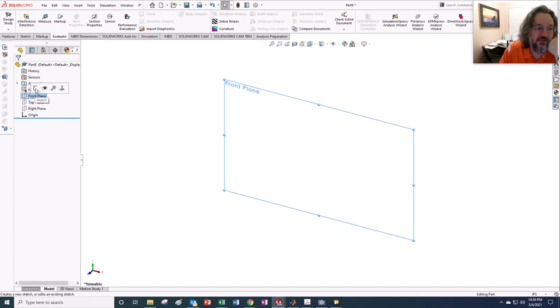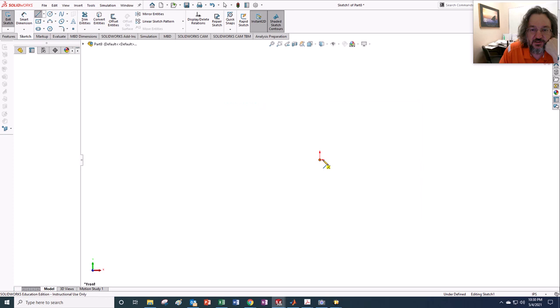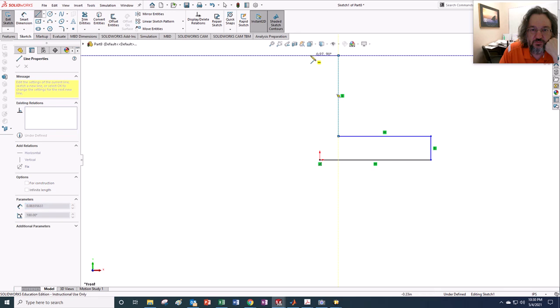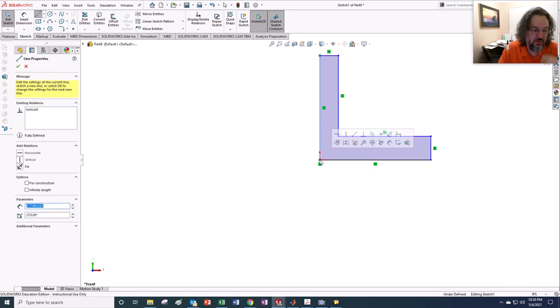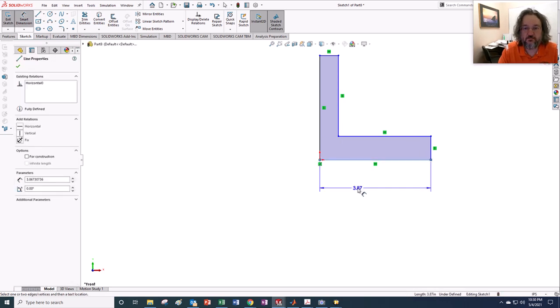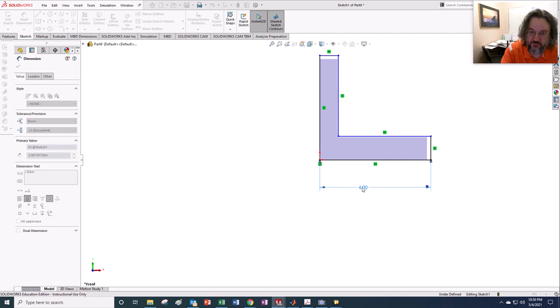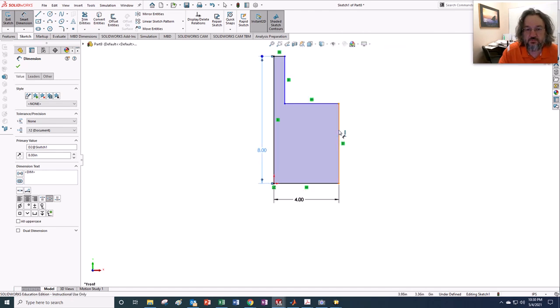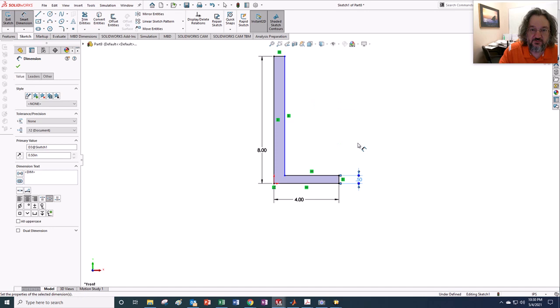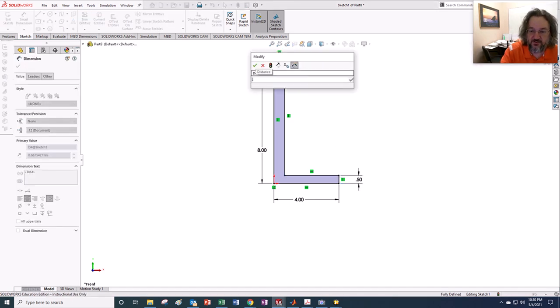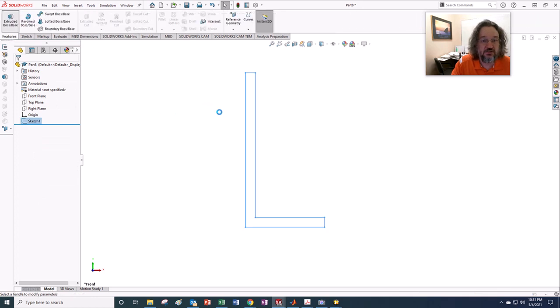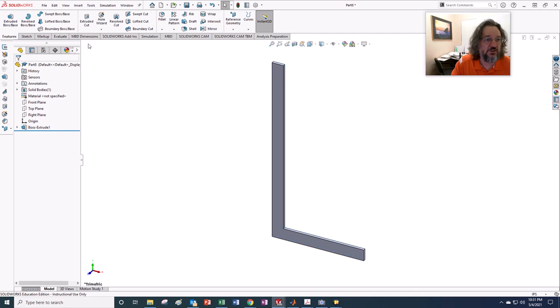You guys know how to do this just by osmosis at this point, right? So let's see. Boom, boom, boom, boom, kaboom. And so this was 4. This is 8. It is 0.5 and 0.5. So you get the idea of what it looks like right here. And we will accept that and we will extrude it. We expect to get the same thing, but we'll check anyway.